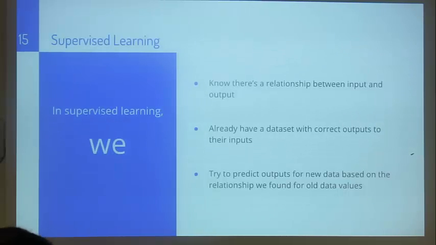Let's see a more descriptive example. We already have a data set with correct outputs for the inputs, right? That's the difference in supervised learning. Beforehand, we have a data set which has the correct inputs and outputs. So we try to predict outputs for new data based on the relationship in all the data values. Based on the past data values, the correct values, we try to predict a new value if there is a relationship between those two.